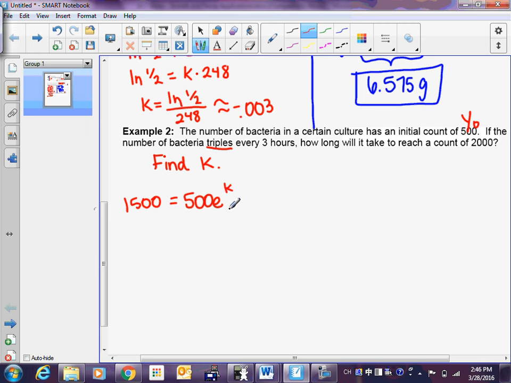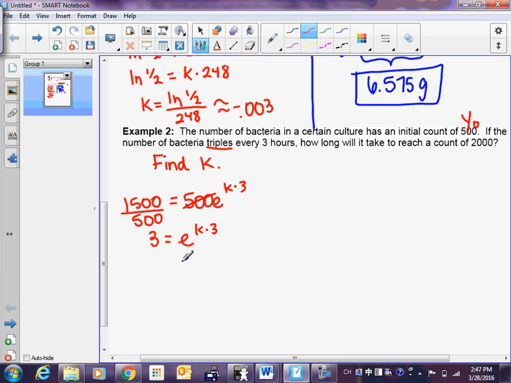K, I don't know what that is. And how long did it take for the tripling to occur? 3 hours. I'm not using 2000 yet. You're not going to use all the information to find k. You can either do y1 and y2 and find the intersection, or you can solve this algebraically. If I divide by that 500, and this is what we did last week, 1500 divided by 500, that's 3. And this was a tripling problem, so that wasn't totally shocking.